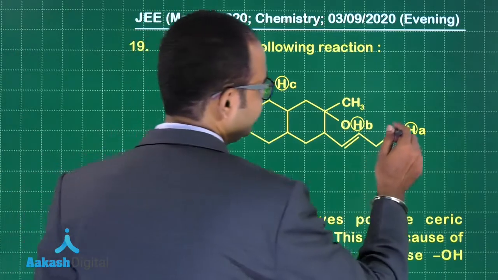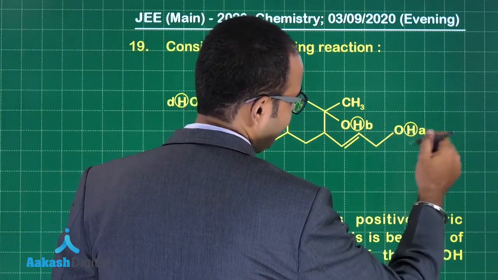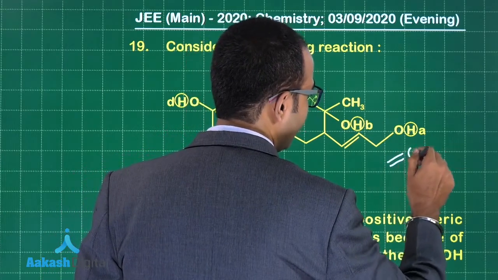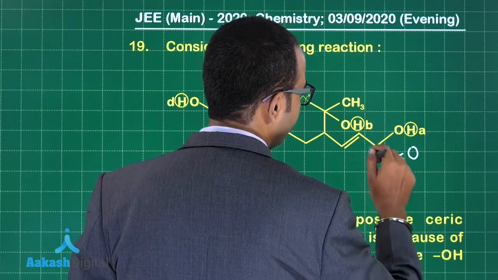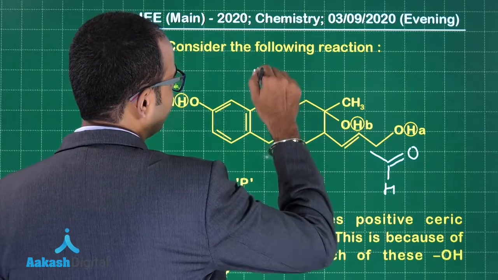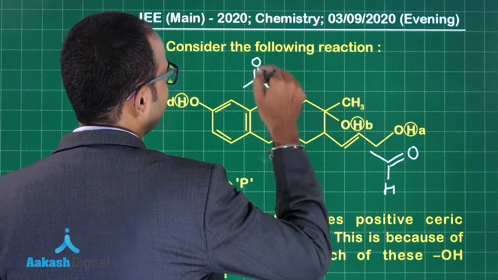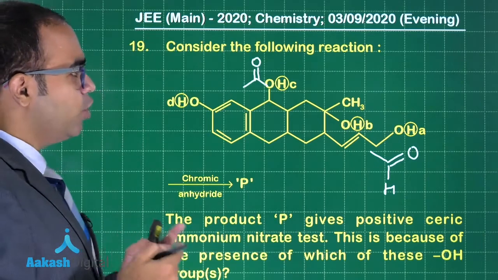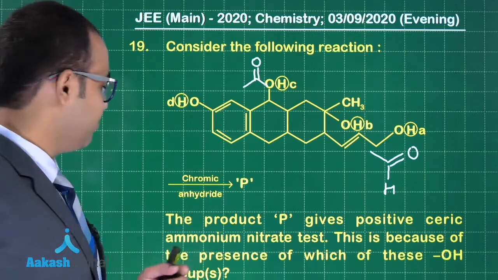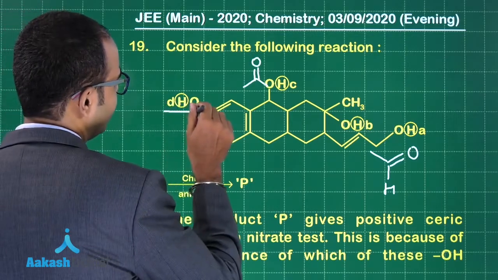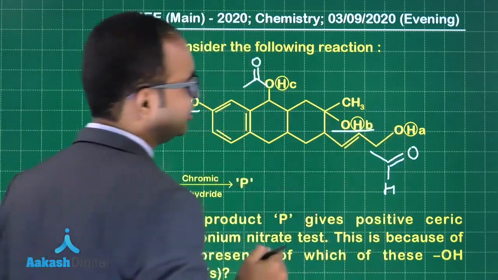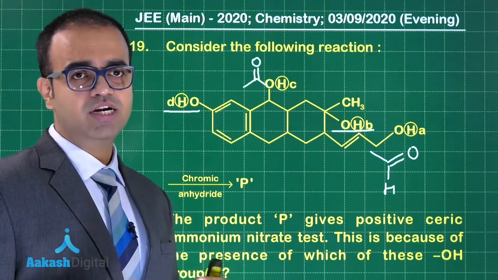So this OH present over here, which is primary, will get converted to what? This will get converted to a double bond O. This will get converted to a double bond OH. This over here will also get converted to a double bond O. So which OH group is left which is not getting converted? You are left with two OH groups which are not getting converted, and those two are this phenolic OH group and this OH group which is tertiary. So these two groups are not getting converted to double bond O.